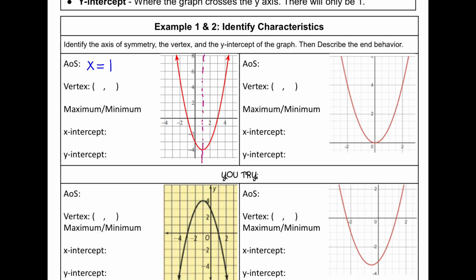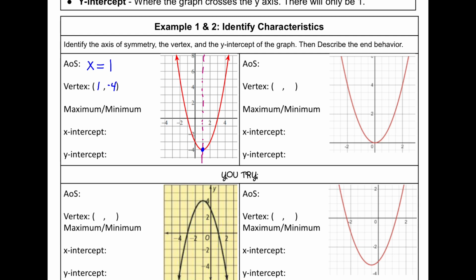Okay, so remember what the vertex is. The vertex is that point, and that's going to be right here. And that's the point where the axis of symmetry cuts through that parabola. Remember that that's a coordinate point. So that point is at 1, -4. So our vertex is always a coordinate point. You have to have that x and that y value.